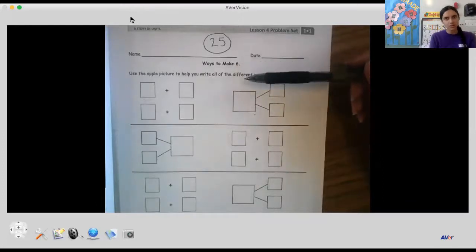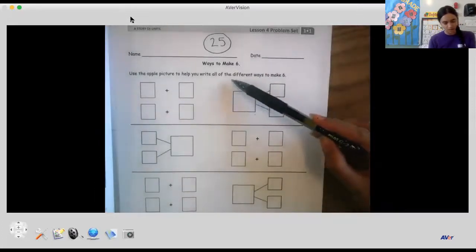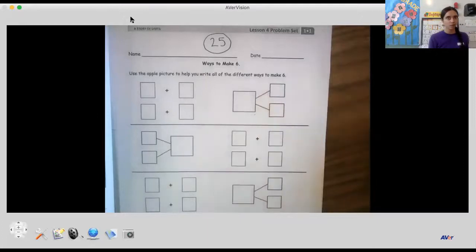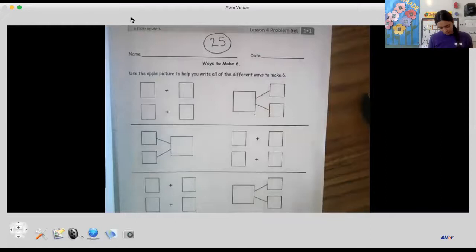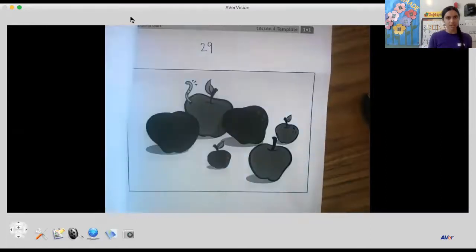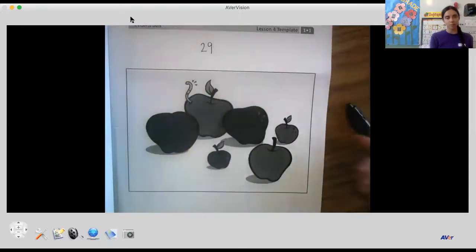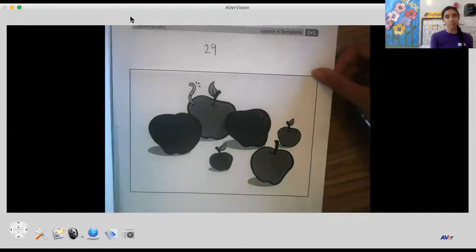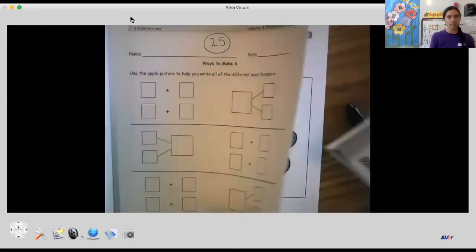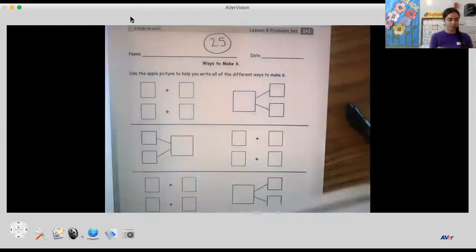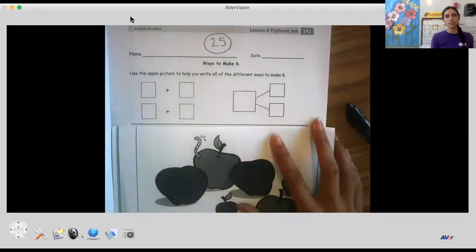The instructions for this assignment say, use the apple picture to help you write all of the different ways to make 6. Now if you look at this page, there's no apple picture. That was the first problem that I noticed. But if you flip over to page 29, you can see that there's a picture of some apples. I suggest ripping this page out so that you can keep it next to you while you work. I think that will make it a lot easier. So rip out page 29 and put it next to you while you work. I'm going to put it here so that we can see while we work on it all together.